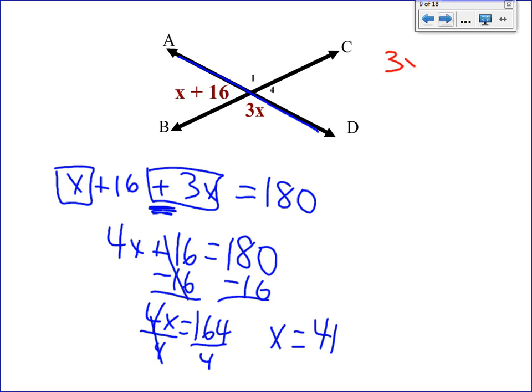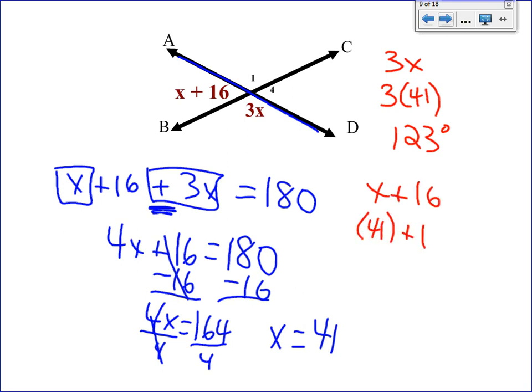So we have 3x, 3 times 41, 3 times 41 is 123 degrees. And for our other one, we have x plus 16. So that would be 41 plus 16. And when I add them together, I get 57 degrees. They're not the same this time, but they shouldn't be the same.